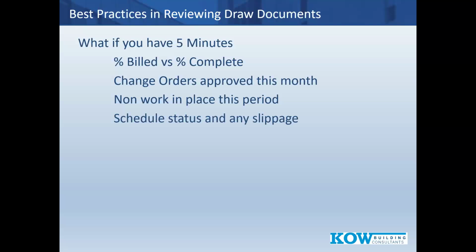Schedule status, any slippage, any change to the schedule overall this period. And when I say this period, you can interpret that as this month for most projects. But when we look at period, we line it up to how often a requisition is presented. And then the balance to complete, is it adequate? So those are what you look at if you have 5 minutes. What's most important? You're holding my report in your hand or you have it on your screen. These are your data points for your 5-minute quick look at the project.